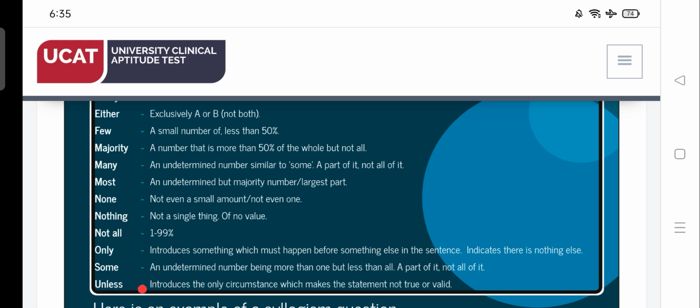Unless introduces the only circumstance which makes the statement not true or valid. Unless means we use it where we don't know the statement that is not true or valid. So we say yes, unless.